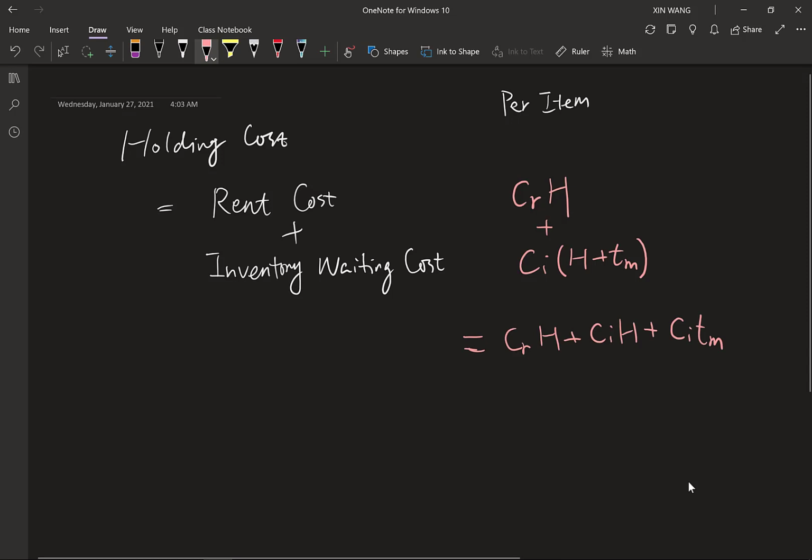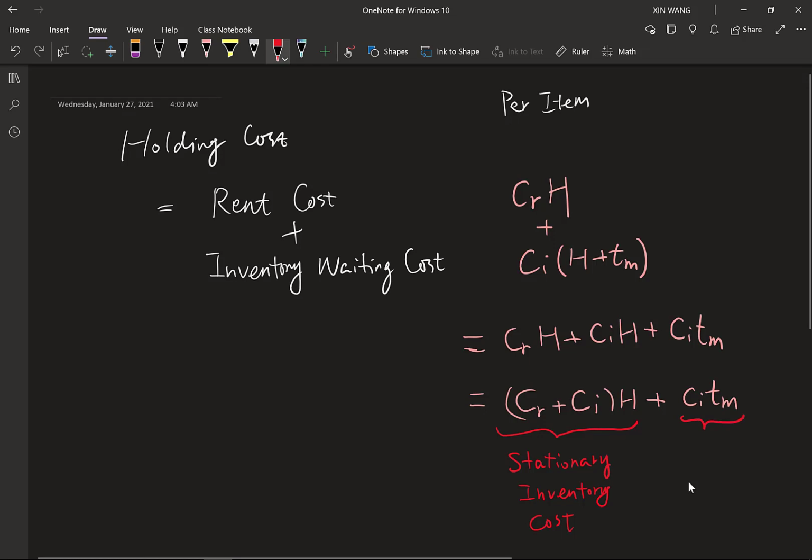Sometimes we may combine the first two costs together because they are a function of the headway, and then leave the last term separately. So sometimes we call the first part, because it's a function of the headway, a stationary inventory cost. And sometimes we call the second term, which is independent of the headway, this term reflects the cost spent on the transportation. So we call this a pipeline inventory cost.